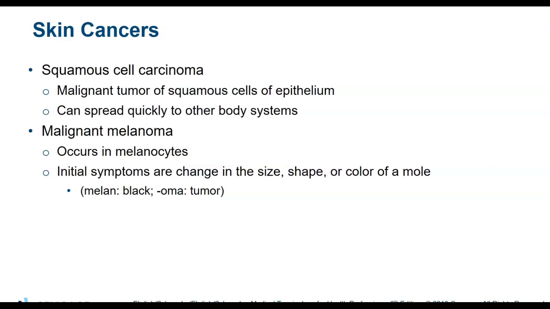Okay, malignant melanoma occurs in melanocytes. Remember, those are our dark cells. The initial symptoms are a change in the size, shape, or color of a mole. So if you have a large mole, you need to make sure that you are watching that, watching the color, watching the size. Is it starting to grow? It was a circle, and now it's starting to grow kind of weirdly.